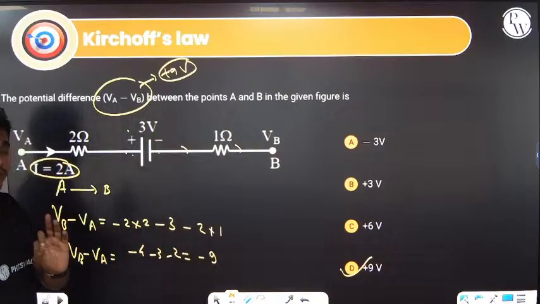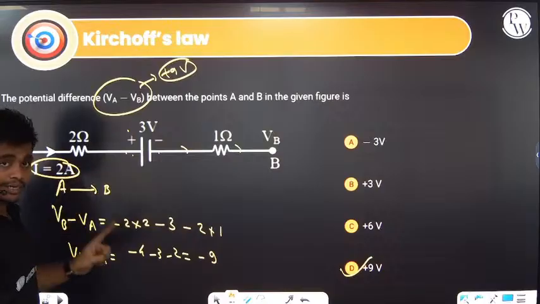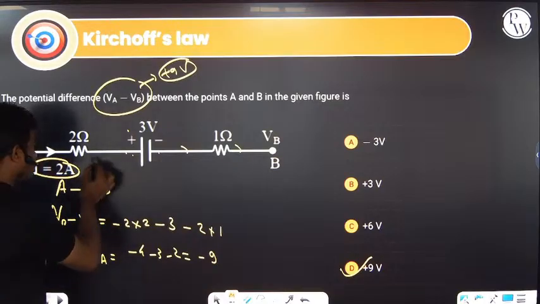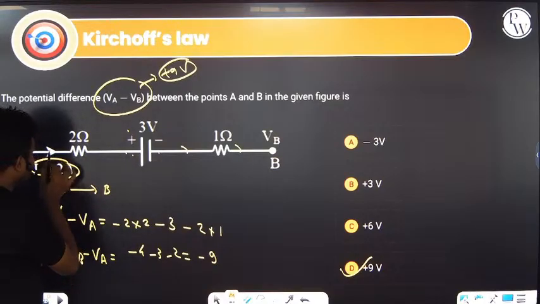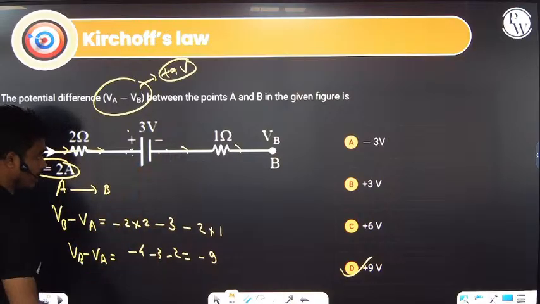For VB minus VA, we have to take only final minus initial, and don't take it to be 0 because this one is an open circuit. Kirchhoff's law for open circuit: across the resistance, minus I into R because current is flowing like this, and across the battery, plus to negative, again this will be minus.